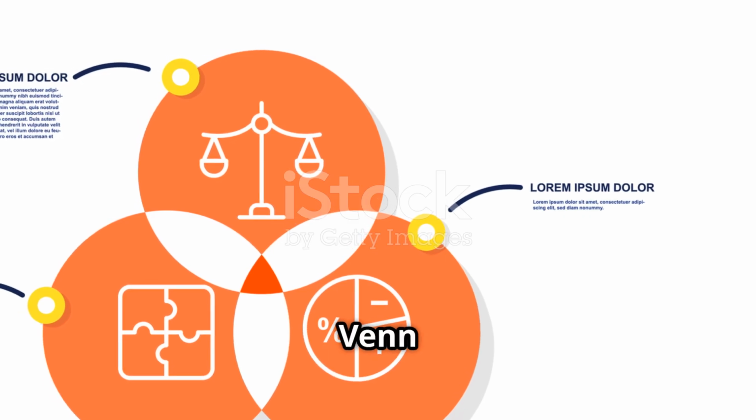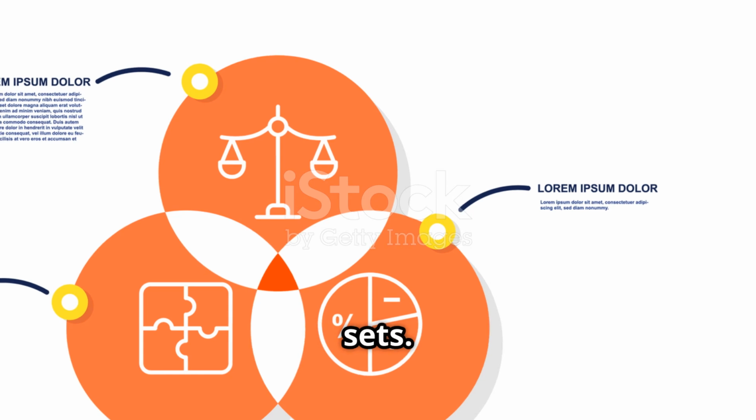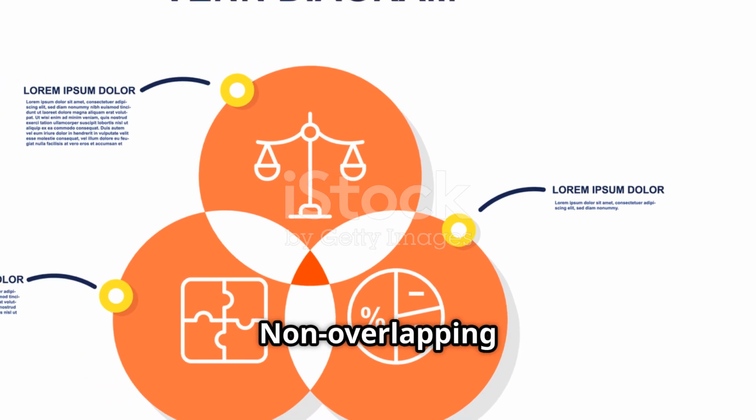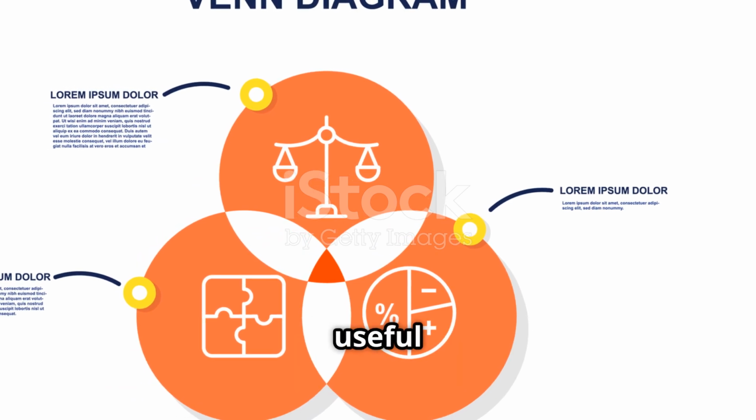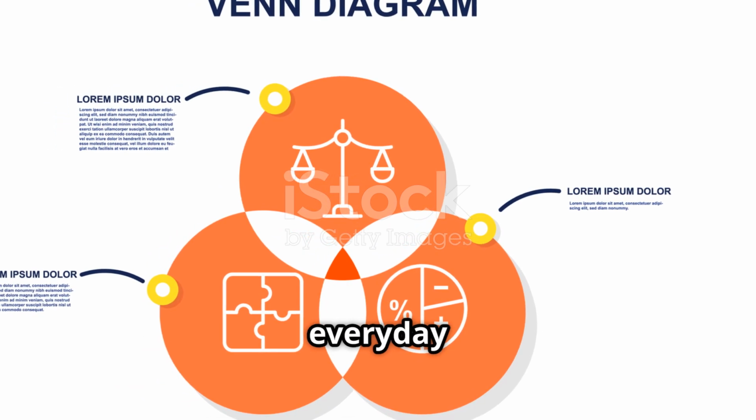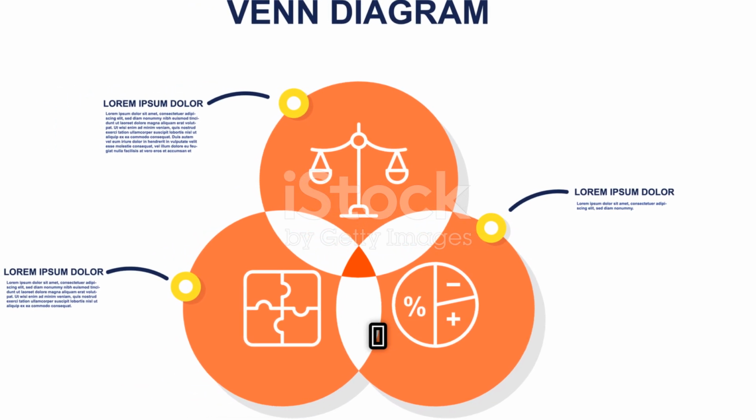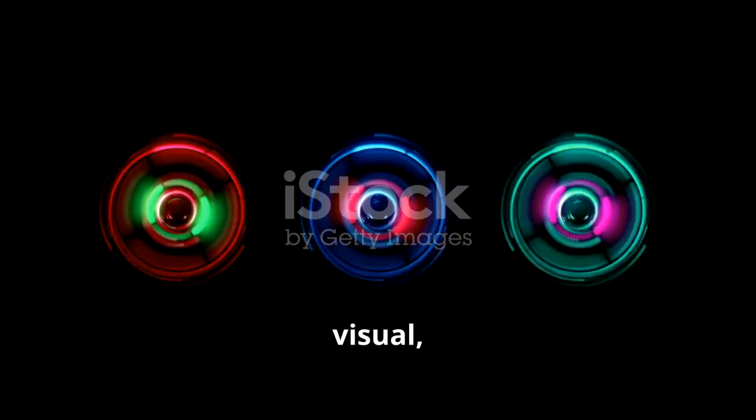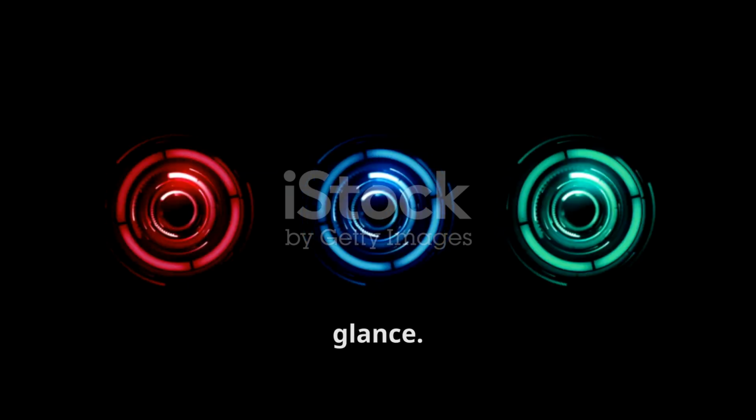Let's review. Venn diagrams use shapes to represent sets. Overlaps show shared elements, intersections. Non-overlapping parts show differences. They're useful in math, logic, science, and everyday life. Remember the symbols, ∩ for intersection, ∪ for union. Venn diagrams turn complex relationships into something simple and visual, helping you see the big picture at a glance.